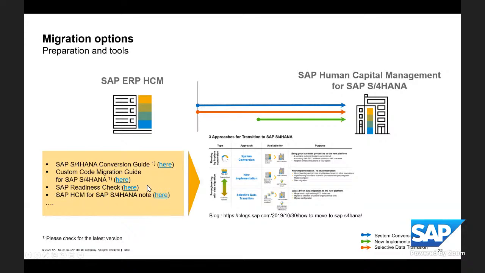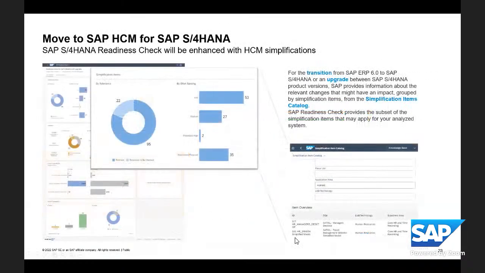So those are the 2 things you should do before moving from a compact version of S4 to the HCM for S/4HANA in October. Look into the note now, or run the readiness check in October once the release is available. And then you will see those items, or if you are using some of the components which are part of the simplification catalog, then they will pop up and show you what you can do.